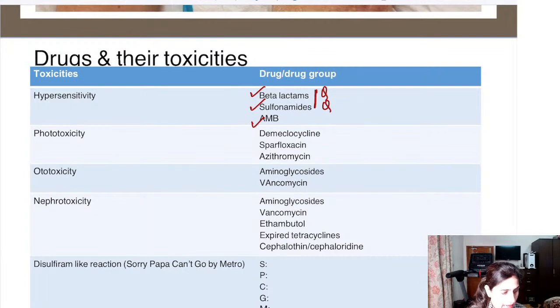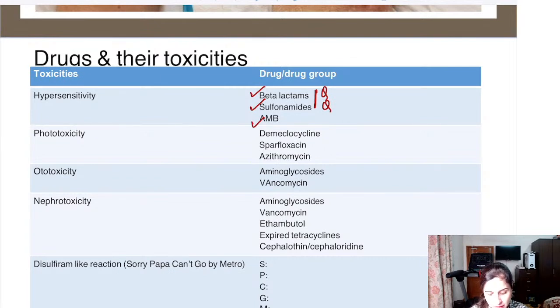Cross-sensitivity between the beta-lactams, except which of the beta-lactams can be used if there is, let's say, a hypersensitivity reaction to penicillin? Which can we use? Which of the beta-lactams can be used if the patient has had an allergic reaction to penicillin? Which of the beta-lactams can still be used? Very good. Monobactams, aztreonam. It can be used because it doesn't show cross-reactivity.